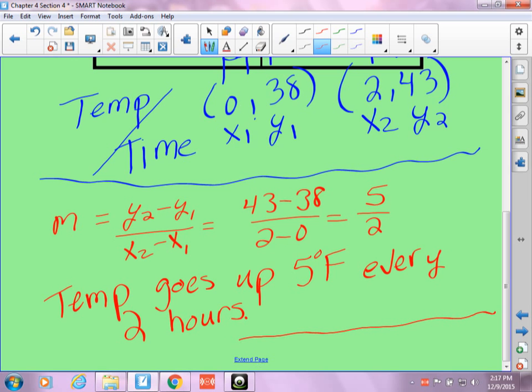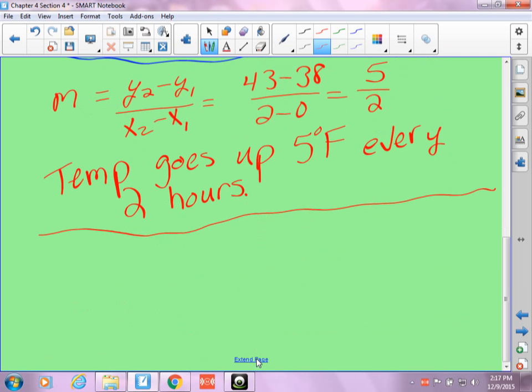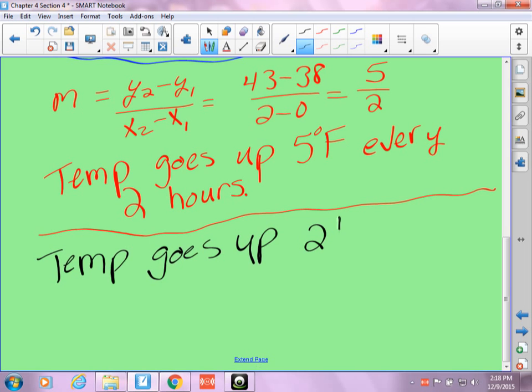Now let's say I wanted to go a little bit further. I want to go outside with my friends and I want to know what's going to happen in the next hour. How do I take that information and get it into an hour? Take it and divide it by 2. What does it mean? How much is it changing? Temp goes up 2.5 degrees Fahrenheit every hour. Excellent.